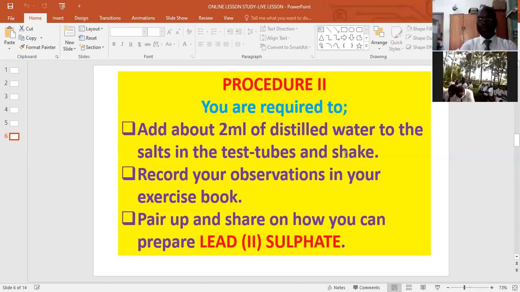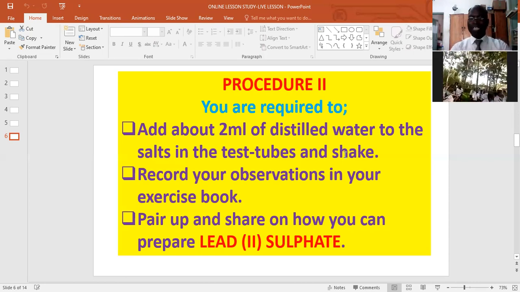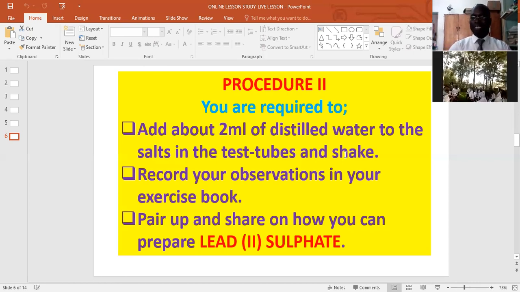I am back. Mr. Nandwa, can you see me? Yes, very good. I can see the boys and girls in their groups. They are still working on the activity.